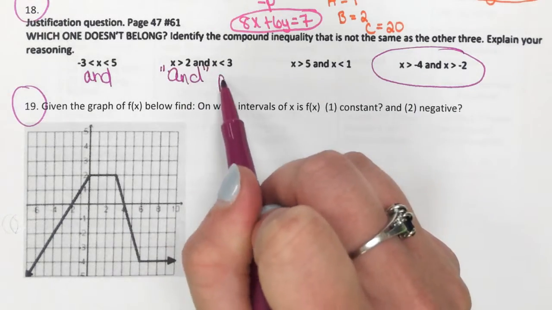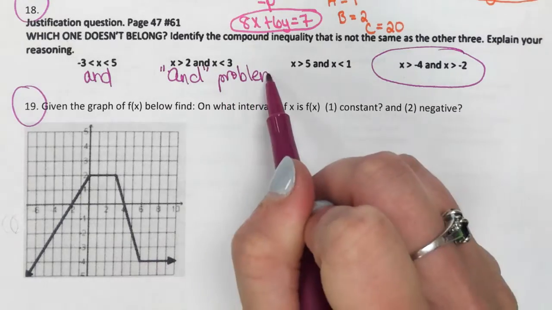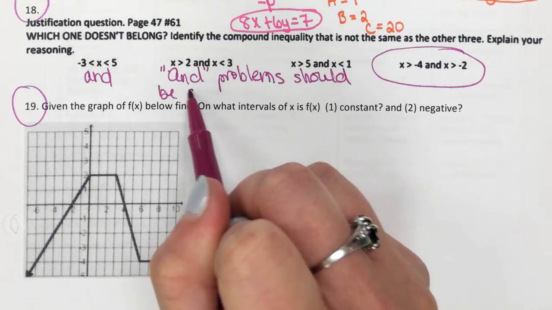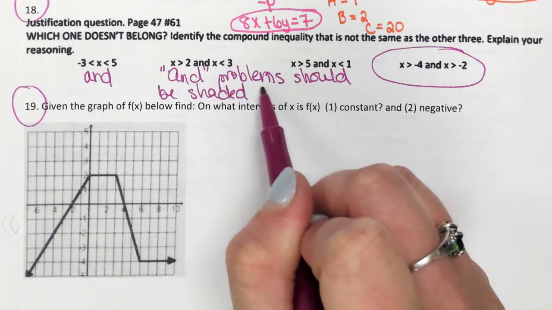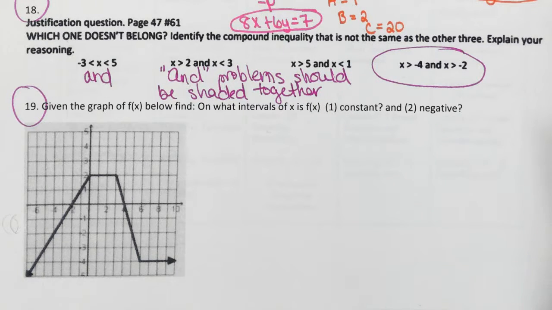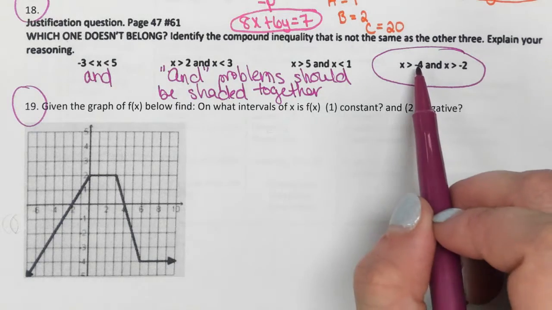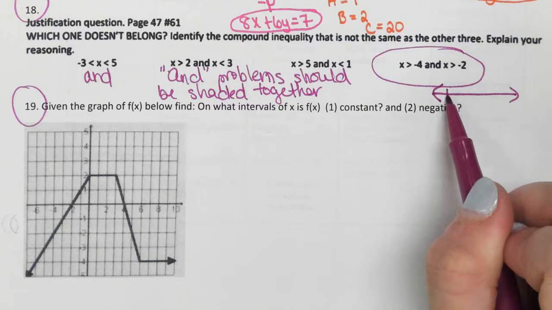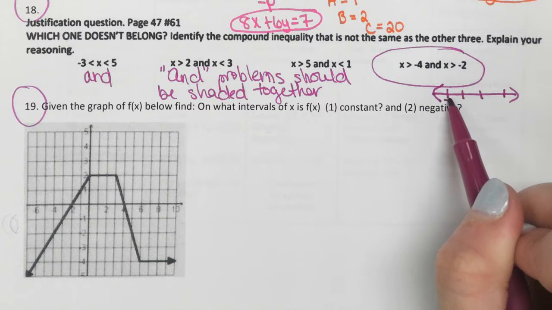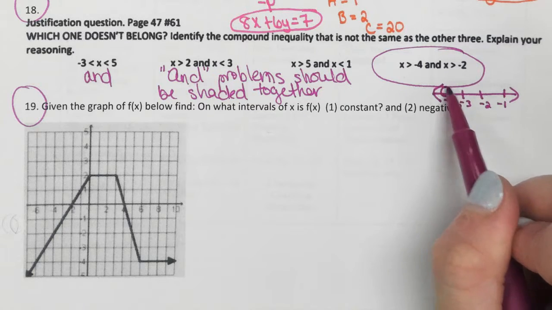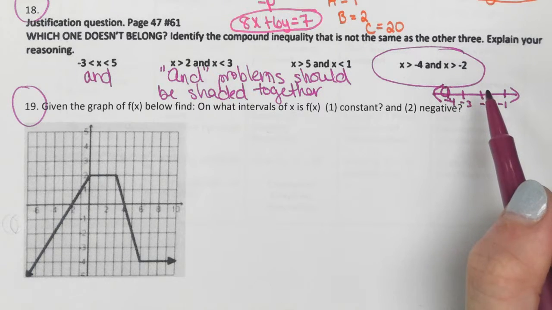And problems should be shaded together. Yes, sir. If you shade that in on the line, though, it'll be like this one? Yeah. You shade it in on like the number line. What you got, Abby? How would you shade the third one? Yeah, because if you shaded the third one, it's a or.